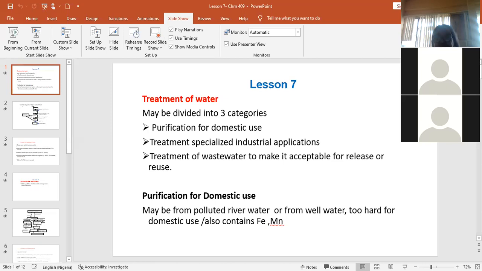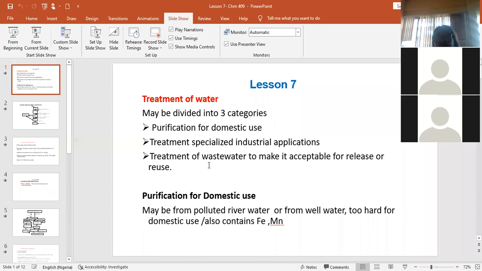You know, the water we drink is different. All the water we drink still has some ions, because we need some of these ions for our body, like your calcium ions and potassium ions. But the water for boilers, you must remove all the ions. So they are called specialized applications. Then finally, we talk about treatment of wastewater.